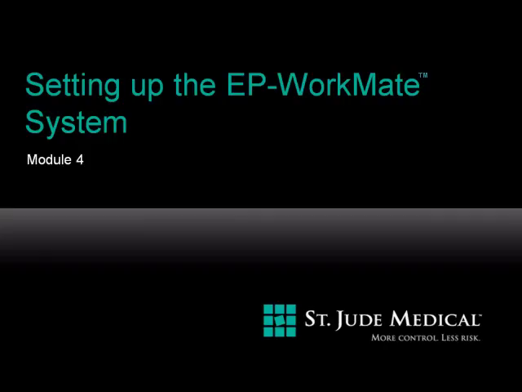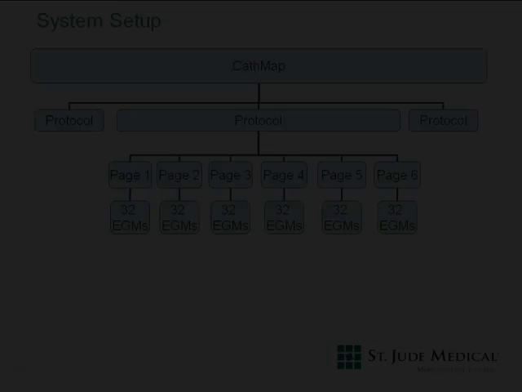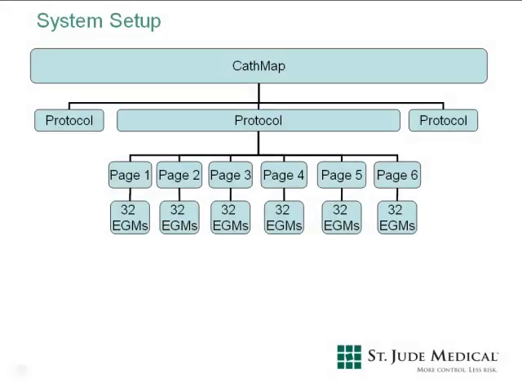This is Module 4, EP WorkMate Recording System. The EP WorkMate Recording System setup is organized into 3 layers. The top layer is called a cath map. The cath map is the basic study type, your overall setup for the entire case.